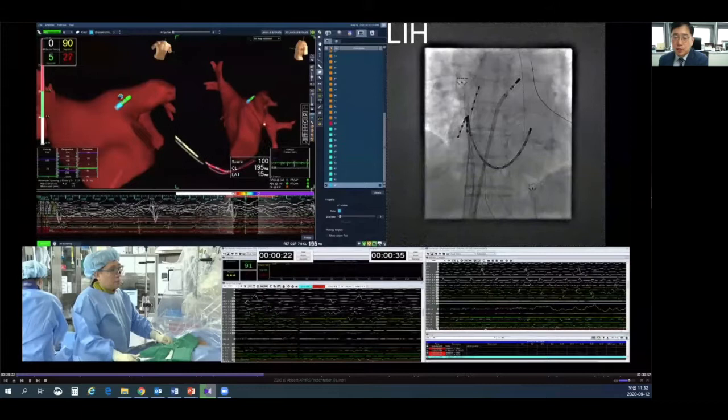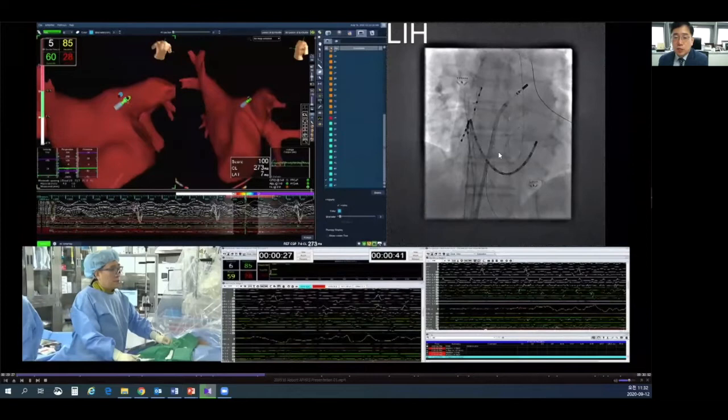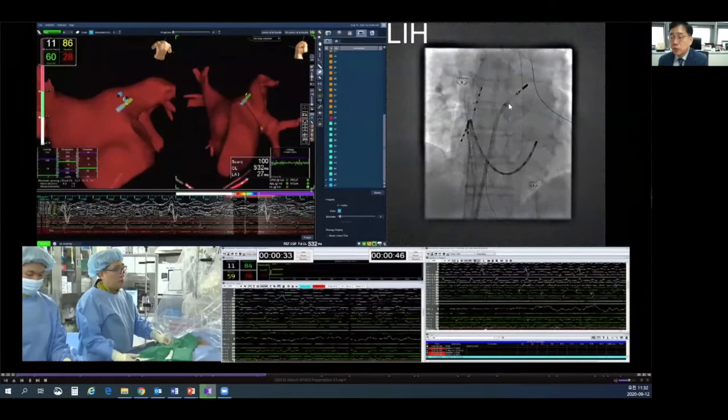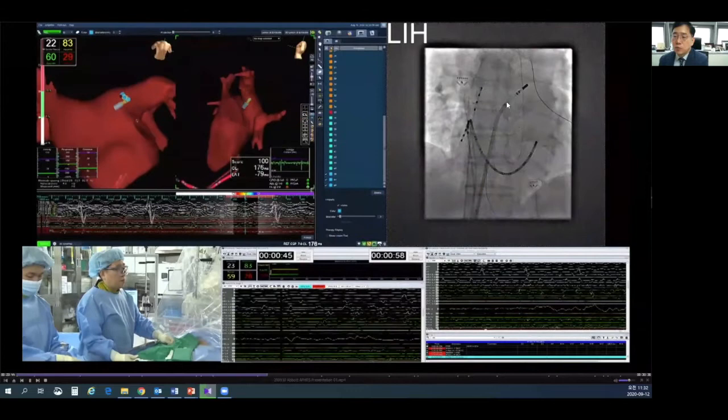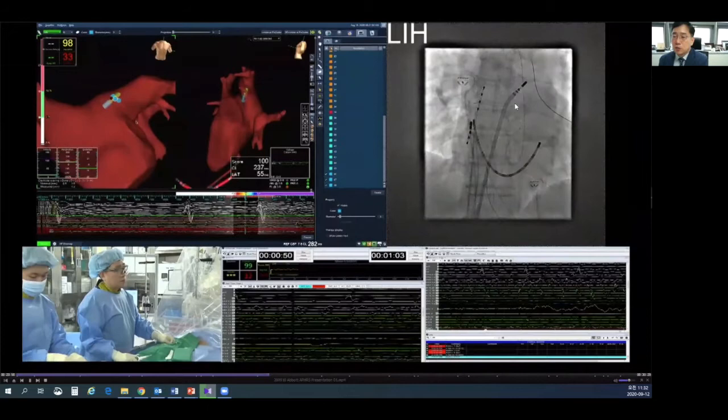As I told you during the explanation in the teaching video, the distance between the sheath tip and the ablation tip is important. If it is too far away, the contact force is reduced. If it's too short, sometimes you make too high a temperature and risk complication. So adjusting the contact force is very important.